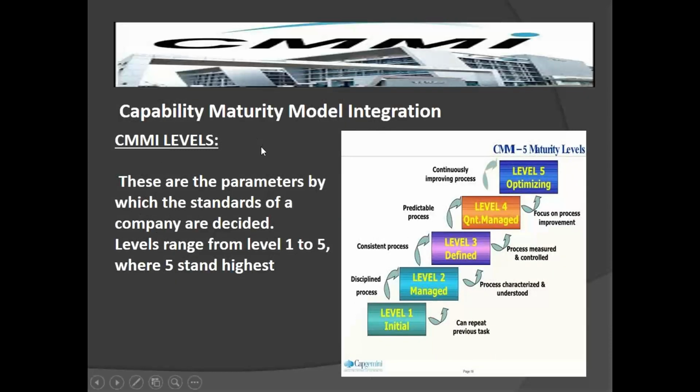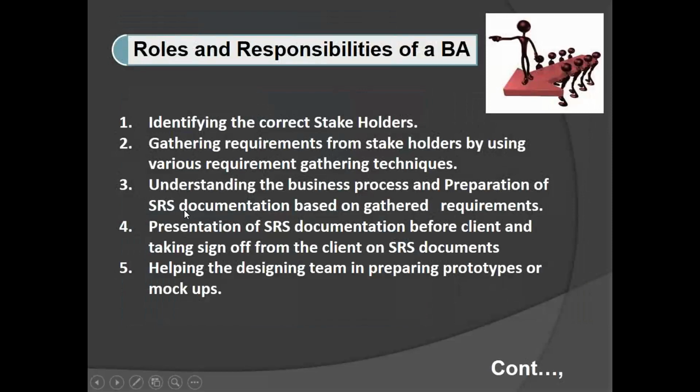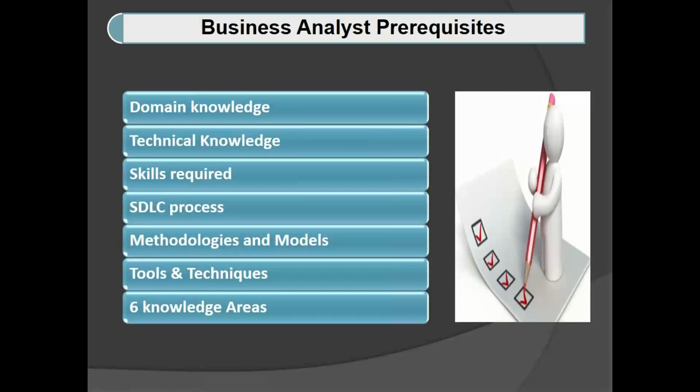Today we are going to start with business analyst prerequisites. Prerequisites are nothing but qualities, what kind of qualities the BA should have. Here they are divided into 7 types. The first one is domain knowledge, second is technical knowledge, third is skills required, fourth is SDLC process, fifth is methodologies and models, sixth is tools and techniques, and seventh is 6 knowledge areas.